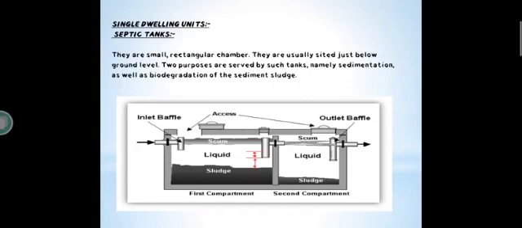Now you can see the diagram in this video. This has two compartments, first and second. There is an inlet baffle and an outlet baffle. From the inlet baffle, the sewage enters, and after this, the outlet baffle allows it to exit.